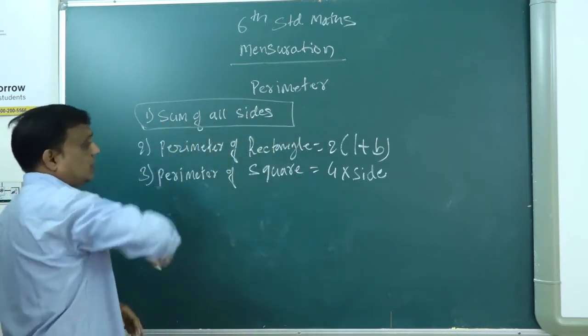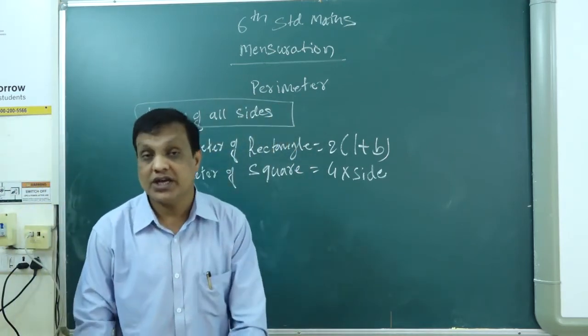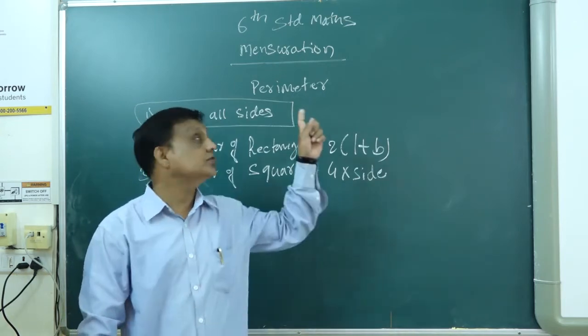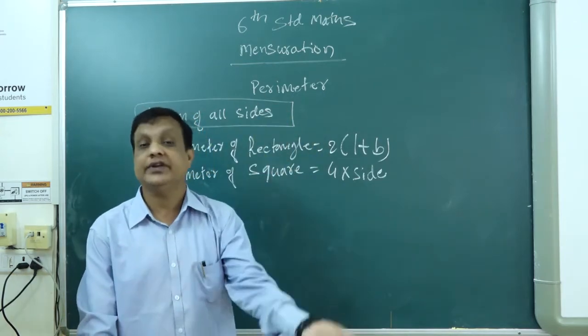It is a common formula. Sum of all sides is a common formula. You can use this formula to find the perimeter of any figure.